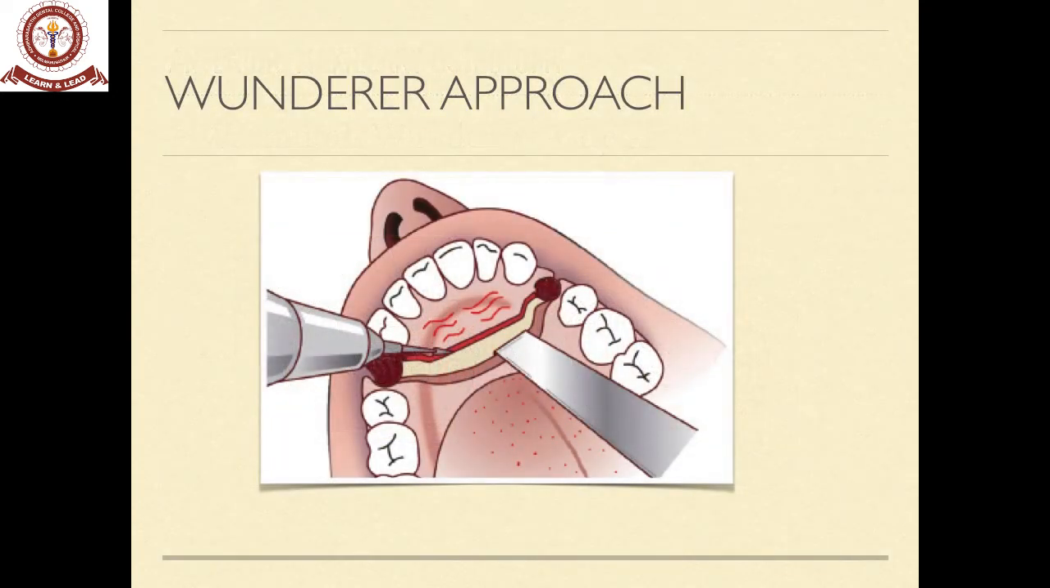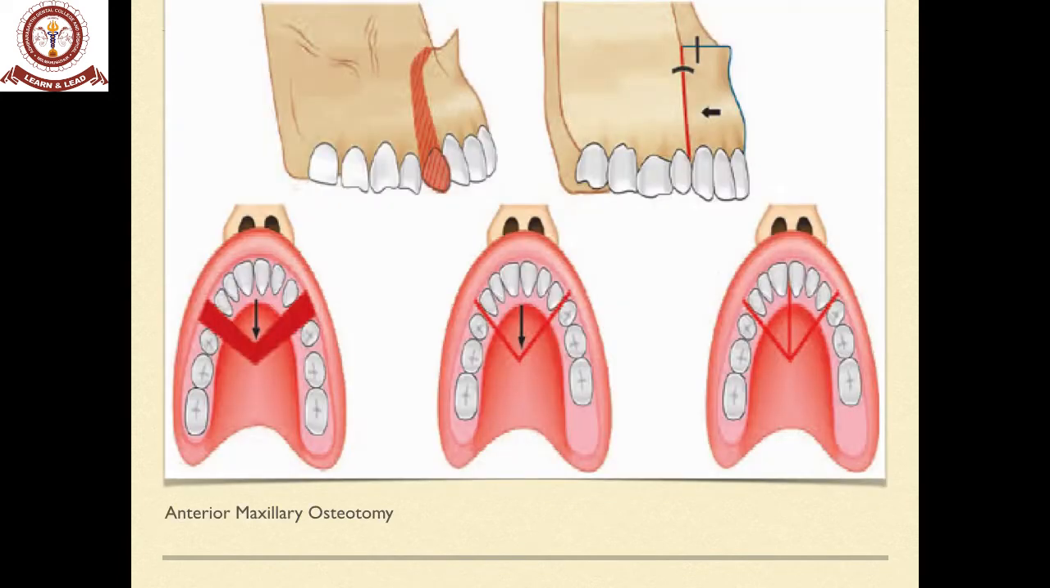Each of these techniques varies based on the incisions. For example, in Wanderer's approach, a palatal incision is made, and then right through the palate they cut the bone. Okay, so that's the technique. We extract the teeth, using that space, we remove that bone and then push the premaxilla behind. So that is how exactly the anterior maxillary osteotomy is done.